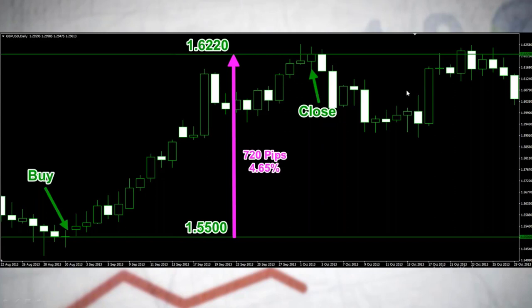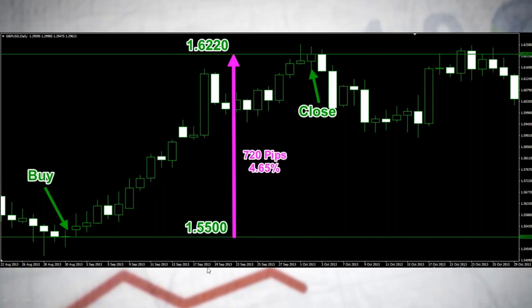The increase goes to 1.6220, which is approximately 720 pips. The difference between 1.55 and 1.6220 is 720 pips. And this increase equals approximately 4.65%. Absolutely.